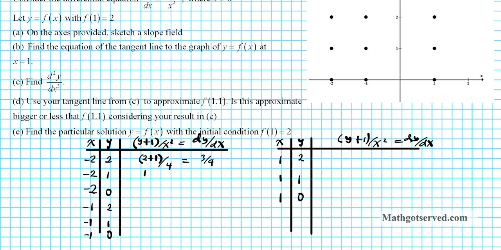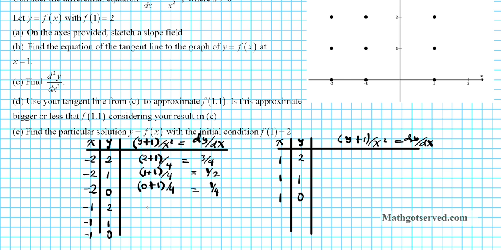y plus 1 is 1 plus 1 over the denominator squared, which is 4. 1 plus 1 is 2. 2 over 4 is 1/2. And then the next point, we have 0 plus 1 divided by negative 2 squared again, which is 4. And that gives us 1 over 4. So those are the slopes of our tangent lines for the first column of points, where x is negative 2.